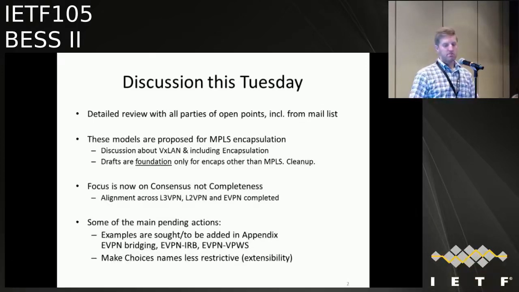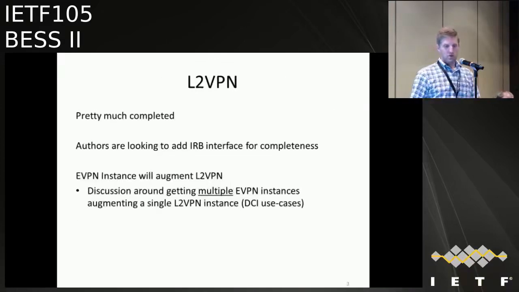And some of the main pending actions we have, other than the nits and corrections, are to add an appendix in the EVPN model with examples for EVPN IRB, EVPWS, and to make some of the choice names we have in the models less restrictive for future extension. So the L2VPN model is pretty much completed.